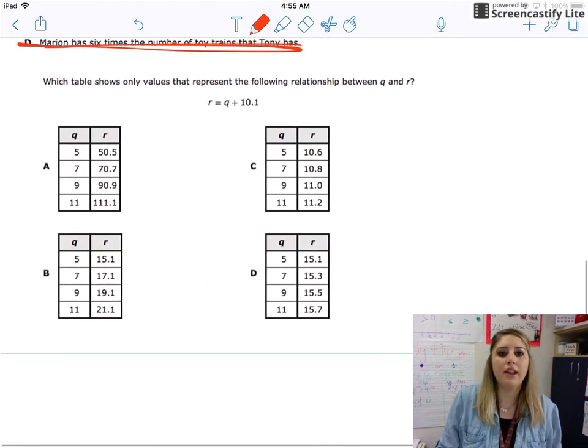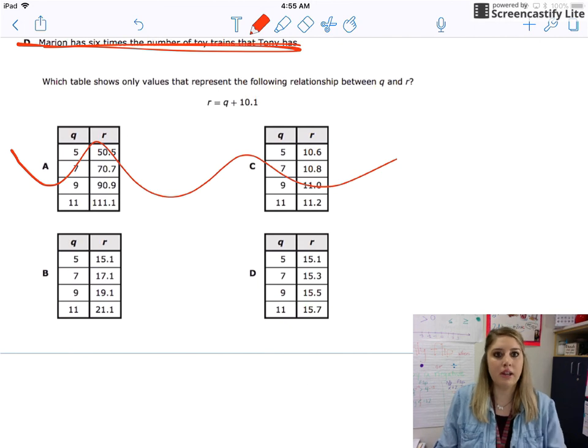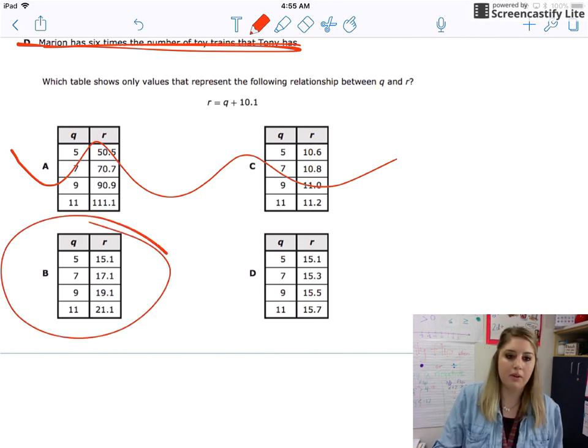Okay, and on the last one, I thought this one was pretty easy. The first 2 were definitely a no-go. And then on the second 2, the only one that consistently added 10.1 was B.